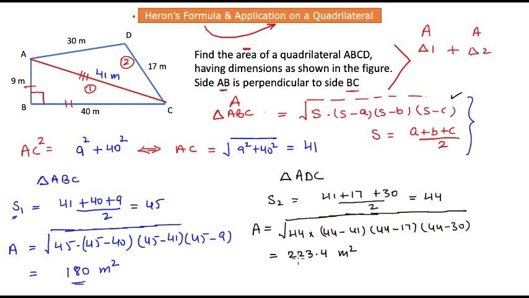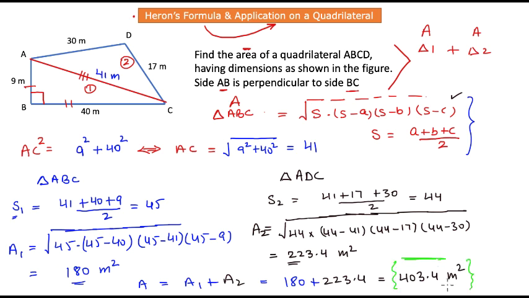And now you have the two respective areas. Let's say this is my area 2 and you have your area 1, right? So the total area will be equal to A1 plus A2, right? That will be equal to 180 plus 223.4, and that comes out to be 403.4 meters square. Okay, so now you obtain your final result, right?